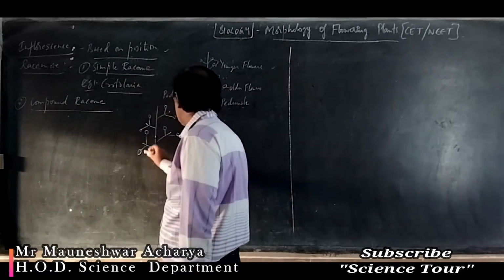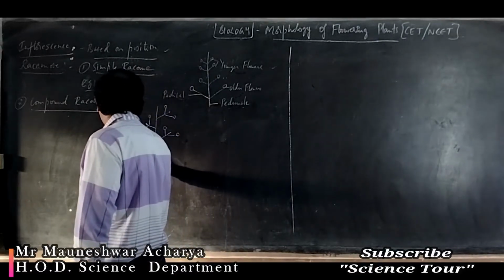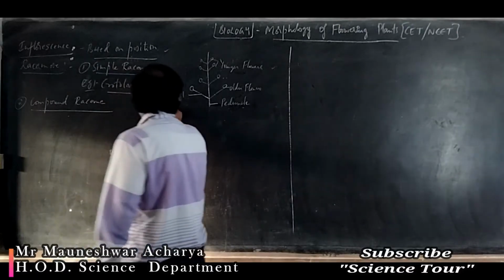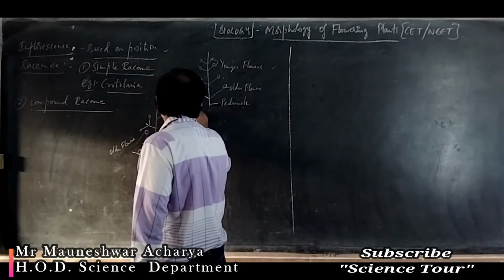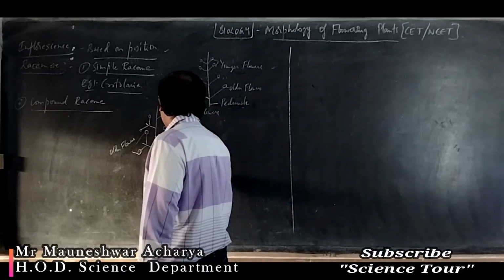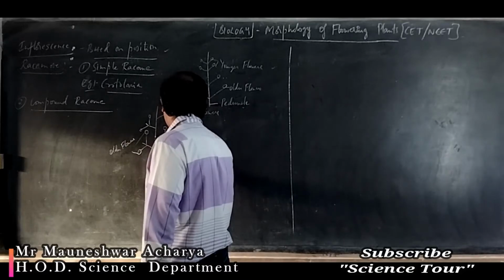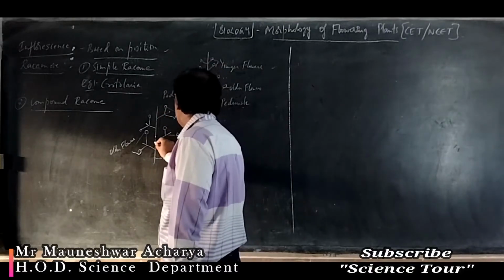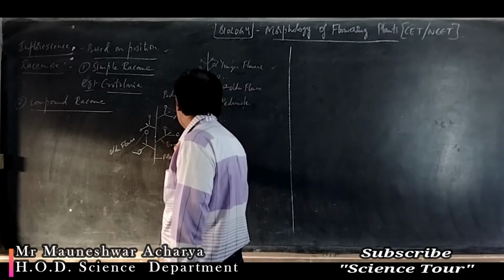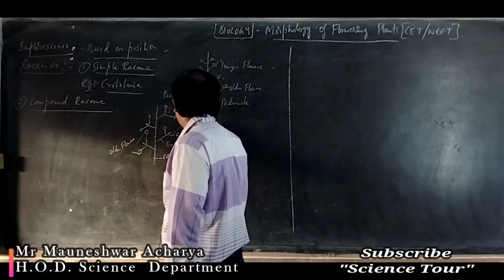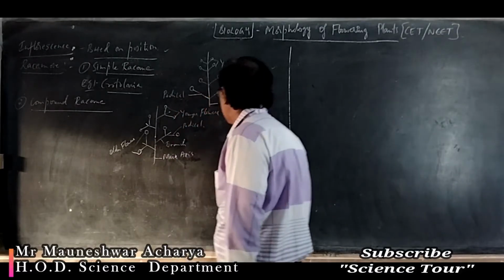So, older flowers are at the base and the younger flowers are at the top. So, this is the main axis. You can call it a peduncle. These are the branches. So, this is the stalk of the flower, that is the pedicel.